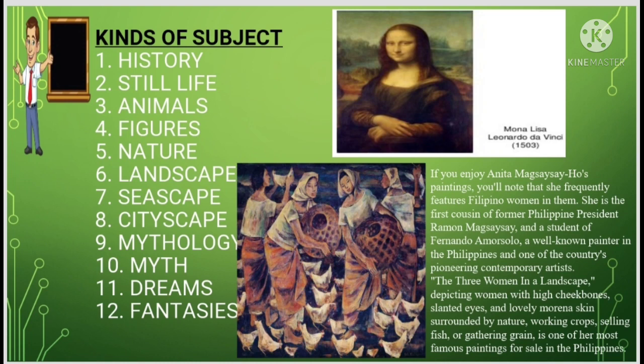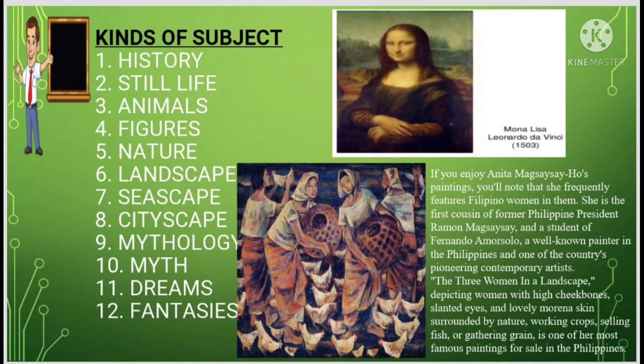And we have also kinds of subject. Ano ba yung subject nila? Iba yung sources, iba naman yung kinds. So we have history, still life, animals, figures, nature, landscape, seascape, cityscape, mythology, myth, dreams, fantasies. Okay? Sa history, yan, Mona Lisa by Leonardo da Vinci noong 1503. Ginawa niya yan.